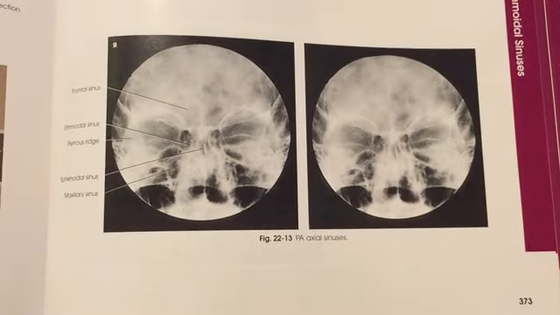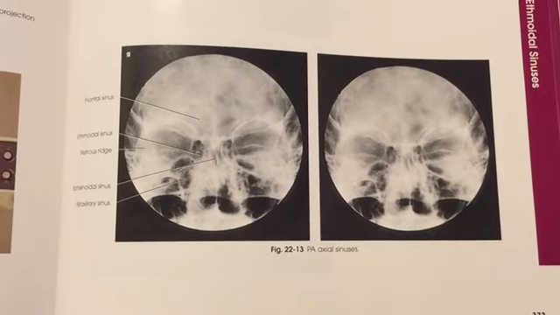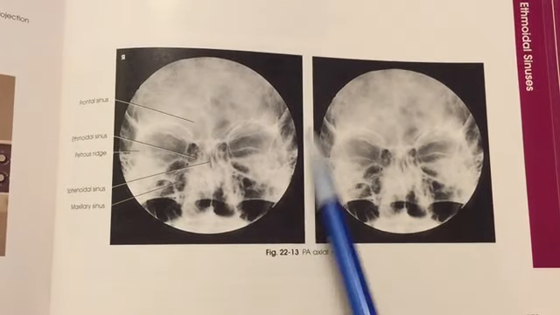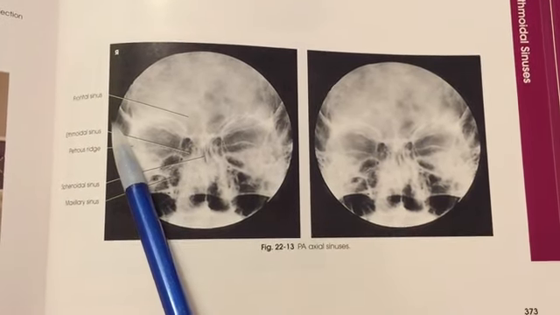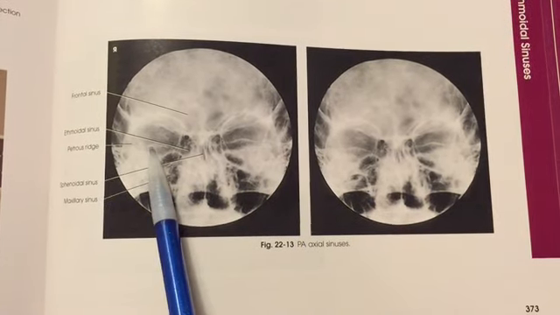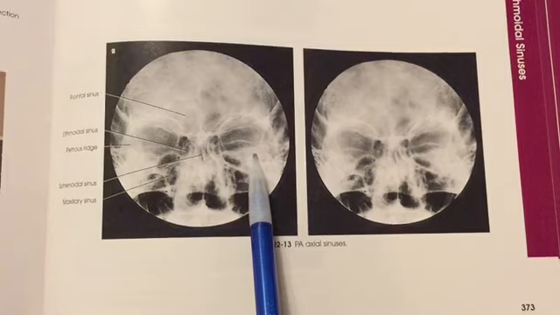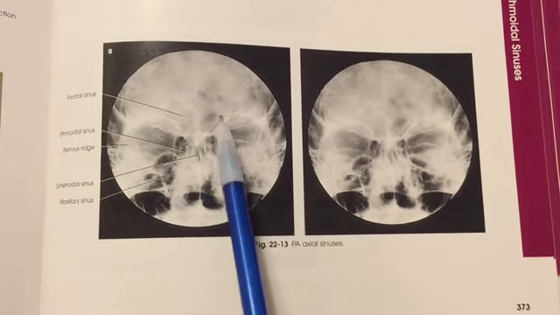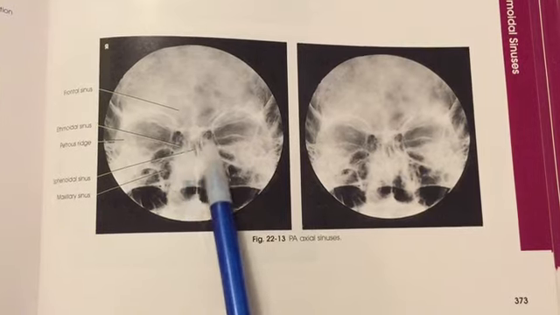Alright, first image we have here is the PA axial of the sinuses. Here, if we had the collimation opened up, we would be looking for an equal distance on the lateral borders of the skull. You also want to see the petrous ridges in the lower third of the orbit. You want to be able to see the frontal sinus as well as the ethmoidal sinus, the ethmoidal air cells.